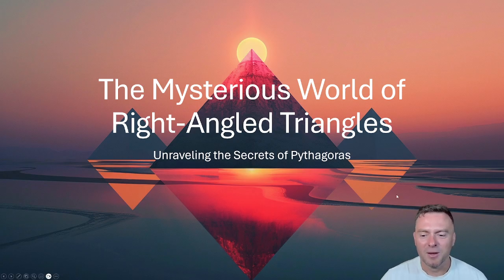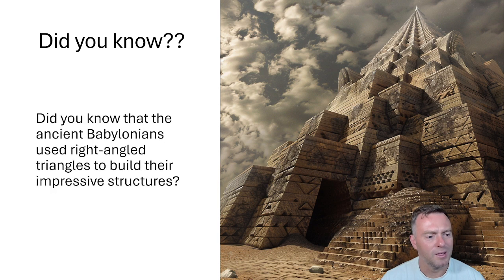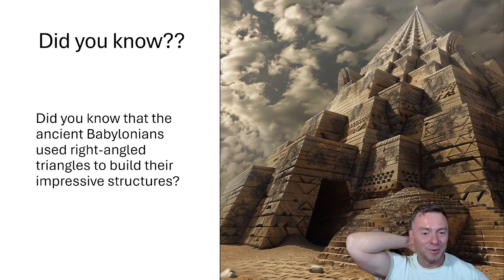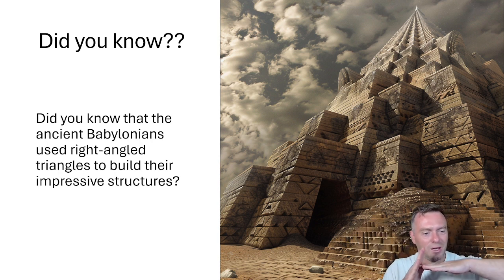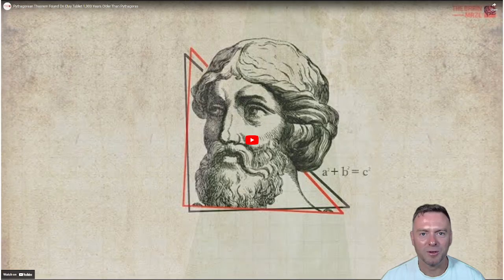One of the interesting things that I've just found out by doing a little bit of research is that ancient Babylonians actually used right angled triangles to build their structures. You might have heard of the Tower of Babylon, which is meant to be the greatest tower in the ancient world. Basically they used right angled triangles to help build these impressive structures. There's a cool little video that you can have a look at. I'll put the link down below.